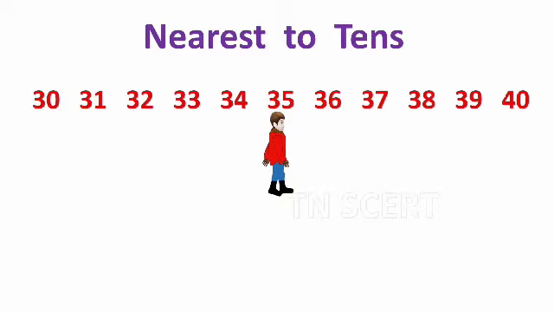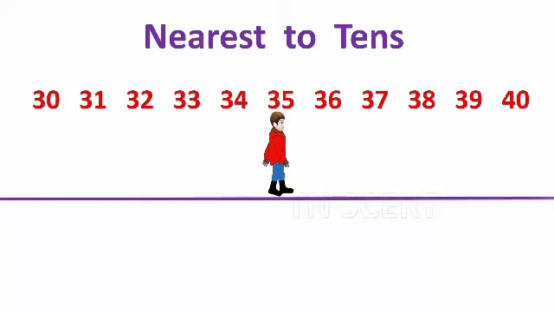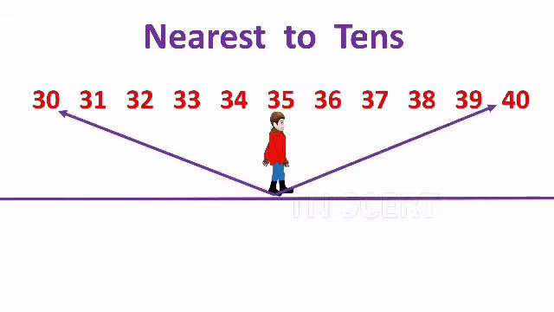Now, when the boy stands below the number 35, which is in the middle of 30 and 40, the nearest tens is taken as 40.